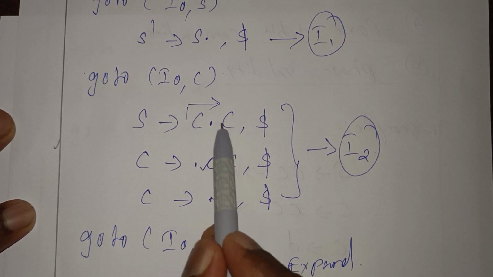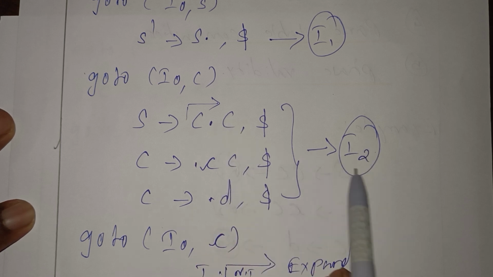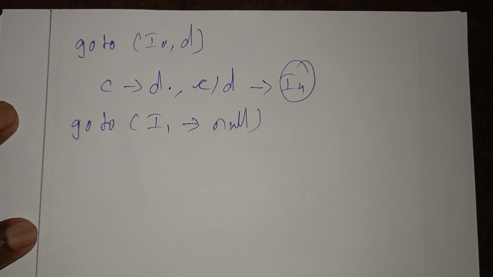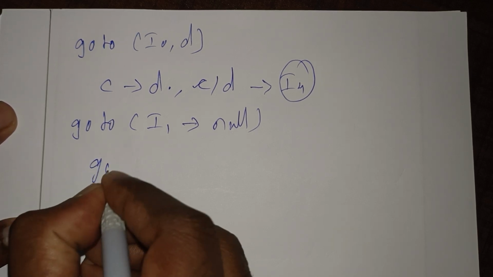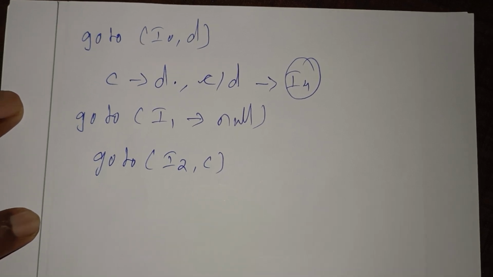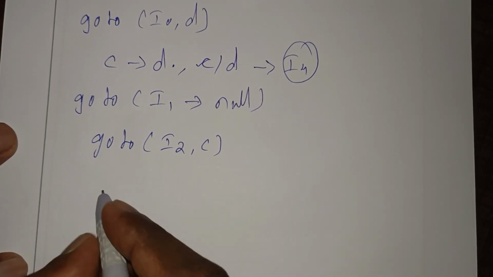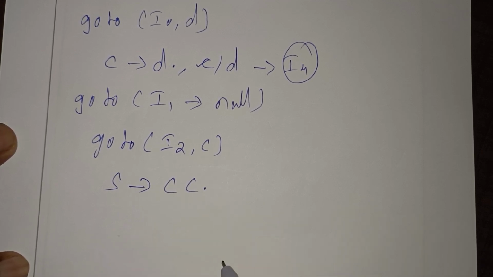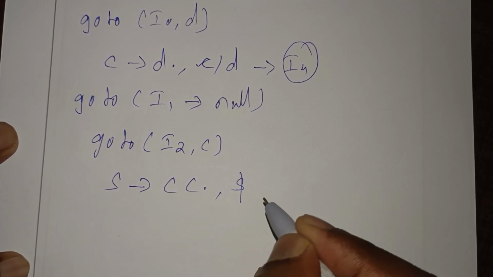So after precedence we have a capital C. So this is iteration number... We are using the Goto function now, right? Now Goto(I2, C). So what exactly are we getting? S tends to C dot, comma, dollar.